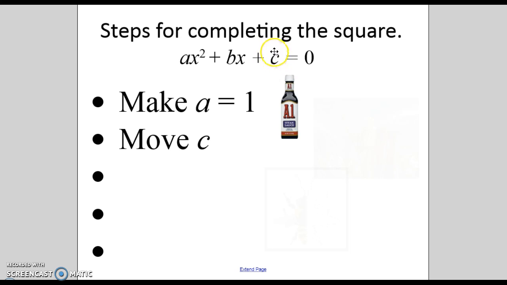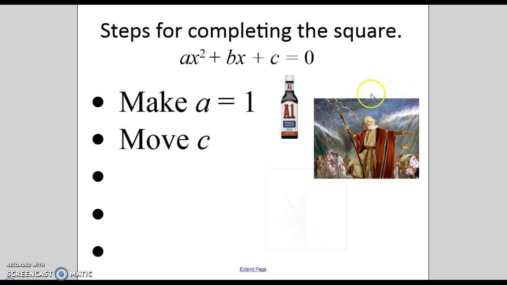Next step is to move the c over to the other side, and you do that by subtracting c from each side, which kind of moves it over. The way I remember that is I think about the person that I know that moved the sea, and that was, of course, Moses. There's Moses moving the c.